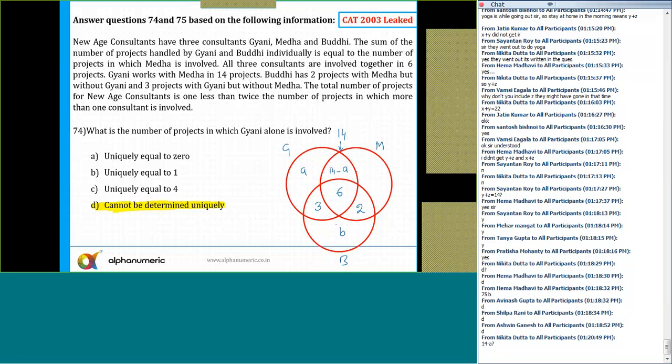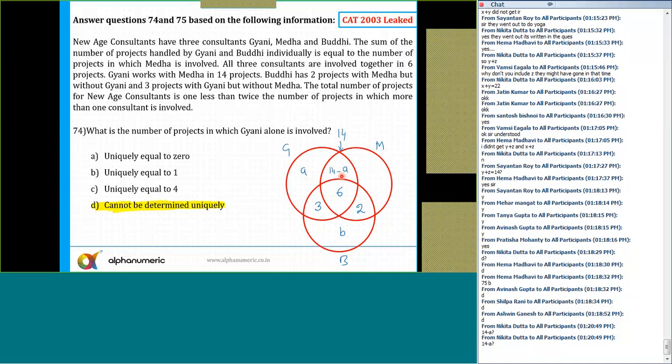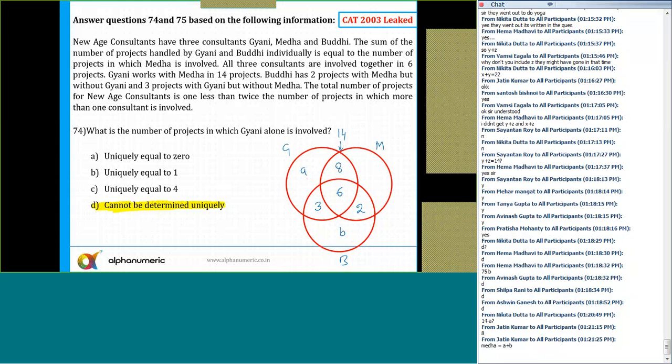It says the sum of the number of projects handled by Gyani and Buddhi individually is equal to the number of projects in which Medha is involved. Sorry, this is 14, so this will be 8. I've written it wrong, just wait. This is 8. Let me write it down. 8. So this is 8 here.